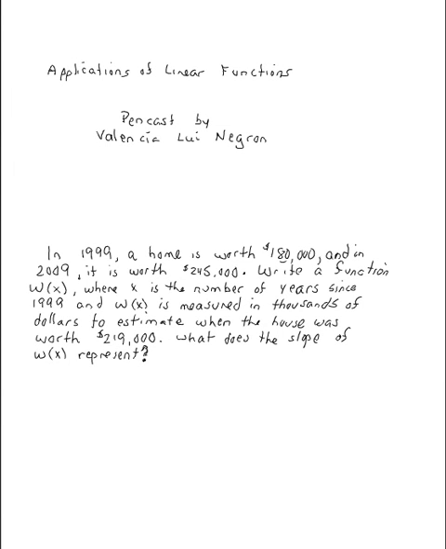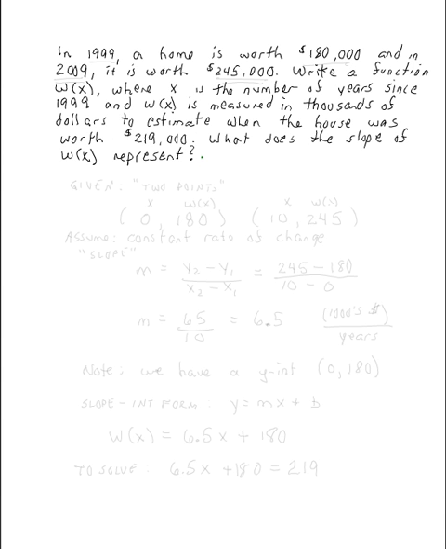Alright, we're looking at an application of a linear function. In 1999, a home is worth $180,000, and in 2009, it's worth $245,000. We want to write a function w of x, where x is the number of years since 1999, and w of x is measured in thousands of dollars, to estimate when the value of the house was $219,000. We also, as an added bonus, want to know what the slope of w of x represents.